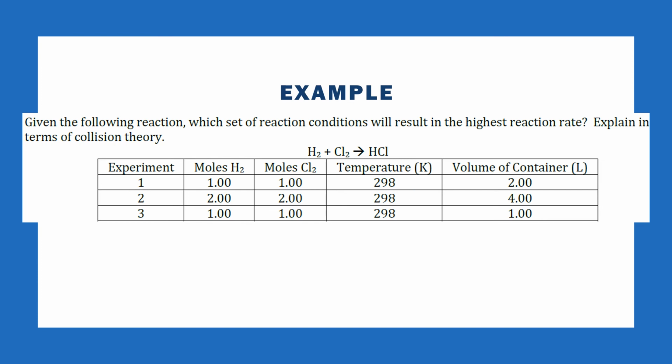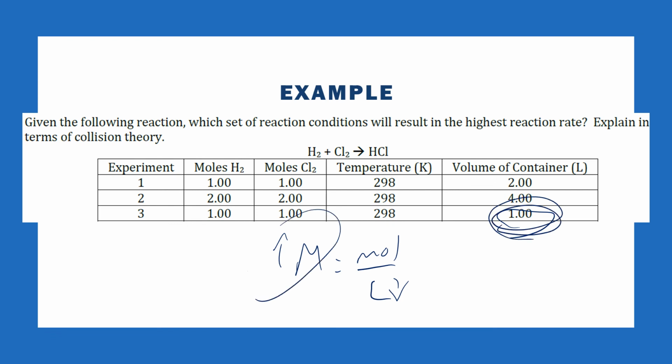All right, but if we look at experiment 3, the volume of the container has decreased. Because the volume is lower, the concentration will be higher, because remember molarity is moles per liter. So if I increase the liters, I will decrease the molarity. And vice versa, if I decrease the liters, I will increase the molarity. So at a smaller volume there, you will have a greater molarity. So that means the higher concentration is going to have more collisions. And so experiment 3 will result in the highest reaction rate.